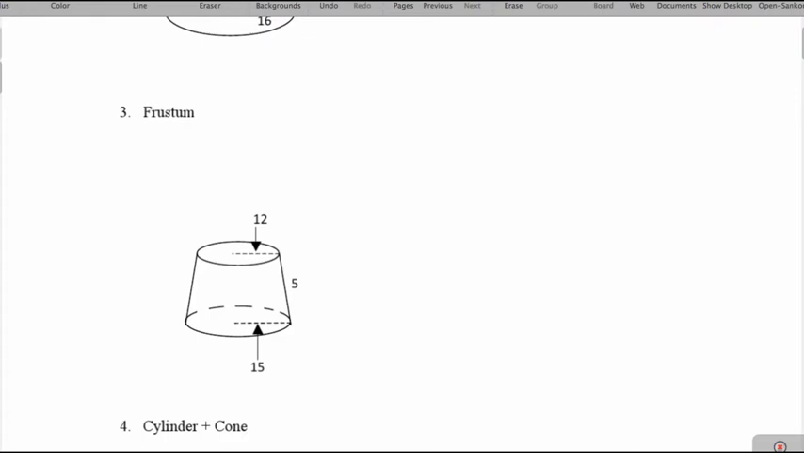So this next example is asking us to find the volume of a frustum. A frustum is the bottom part of a cone. So to begin this problem, we're going to start by adding the top part of the cone that is not showing. To find the volume of any frustum, we're going to take the volume of the larger cone and subtract the volume of the smaller cone.